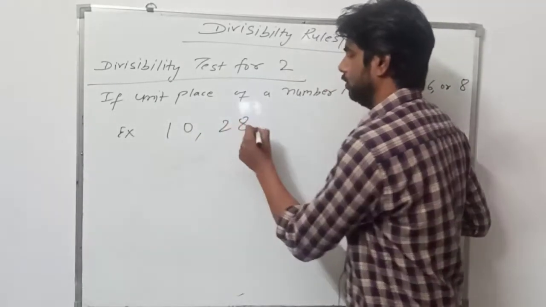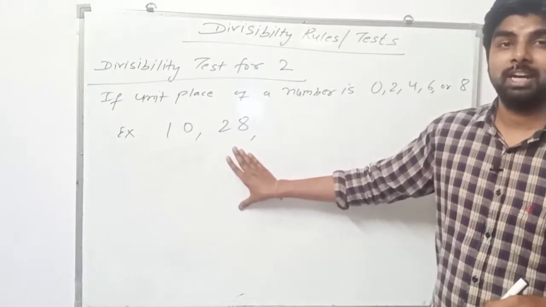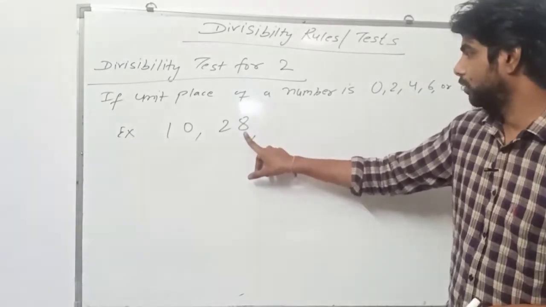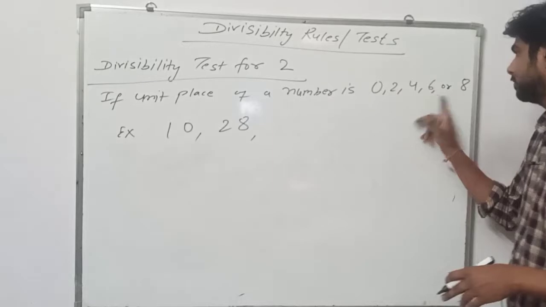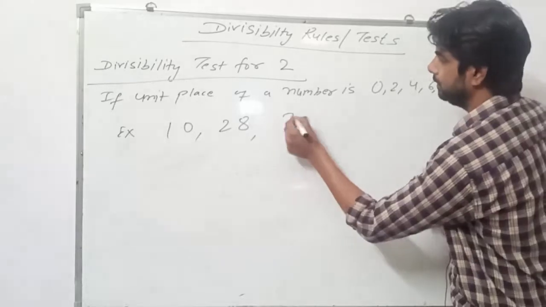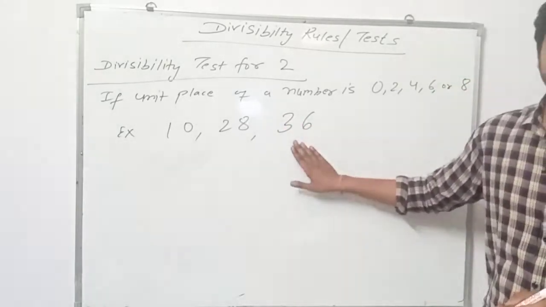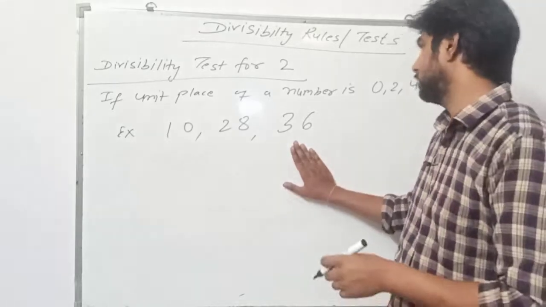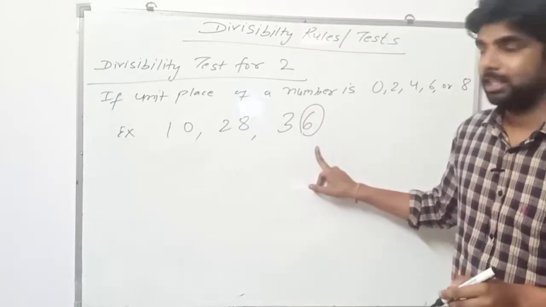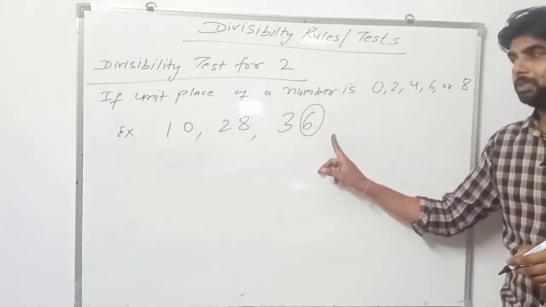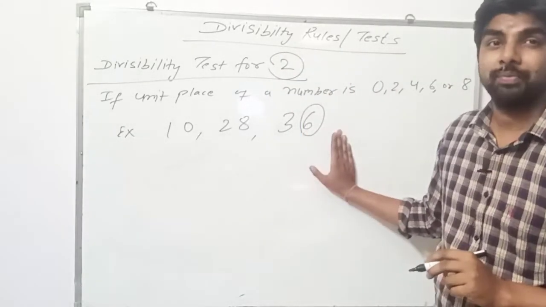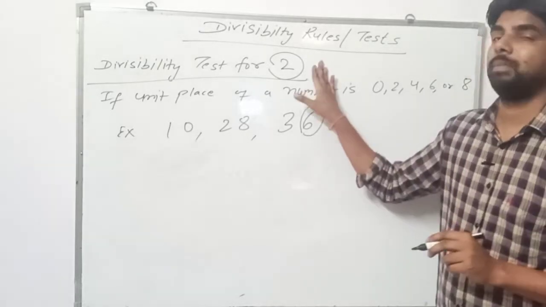Suppose I am writing 28. We have to find out whether 28 is fully divisible by 2 or not. We have to check this 8. We know that if 8 is at unit place, this number is also fully divisible by 2. I am writing 36. Is 36 fully divisible by 2? Yes, because 6 is at unit place. This means 36 is also fully divisible by 2.